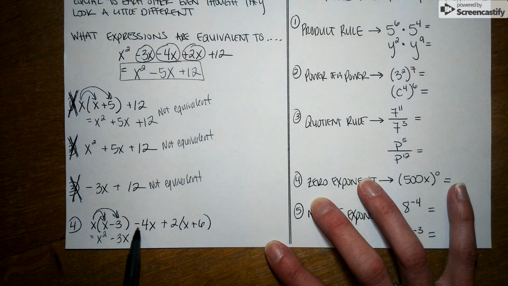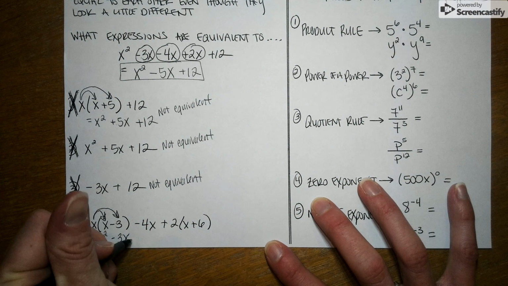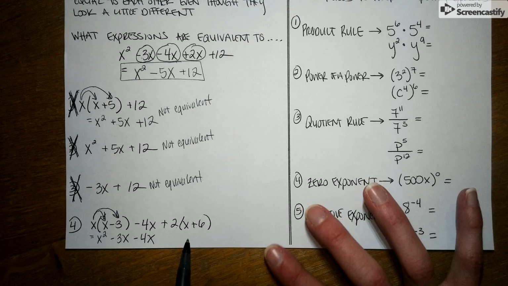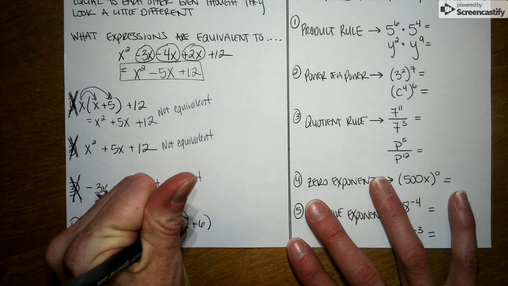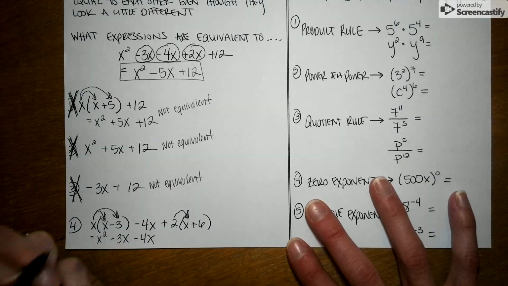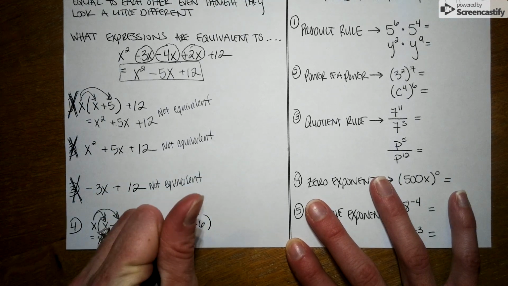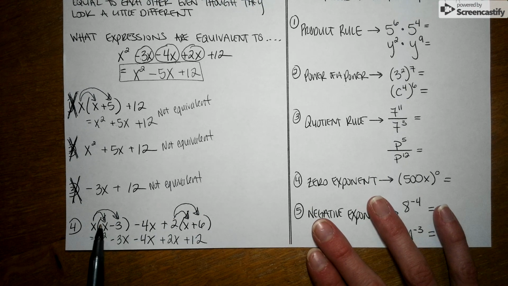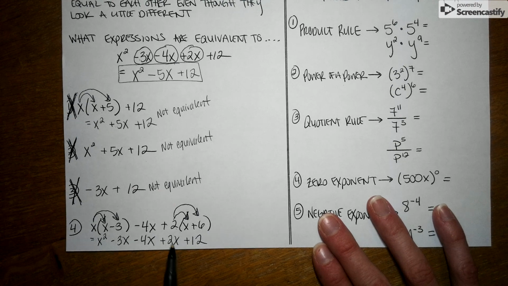So then I see that there's a negative 4x, but nothing is being multiplied, or I don't need to distribute that, so I'm just going to copy it down. And then I see a positive 2 that's out in front of my parentheses here. And because of that, that means I need to use the distributive property. So again, I have a positive 2 times x to get a positive 2x, and a positive 2 times 6 to get a positive 12.